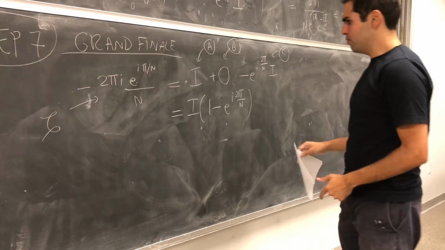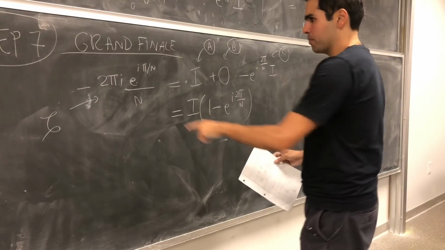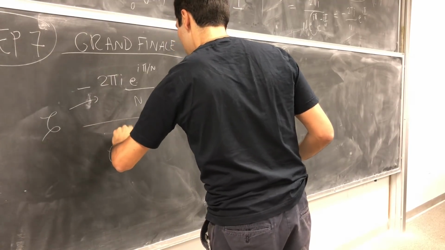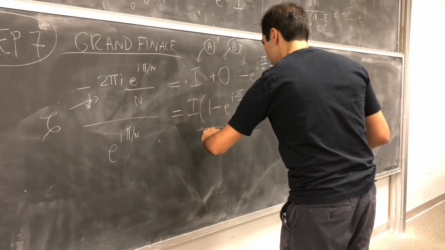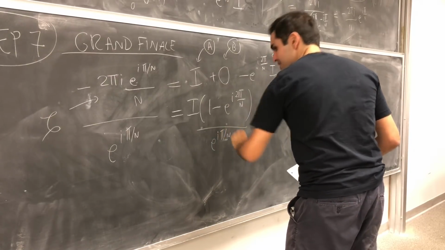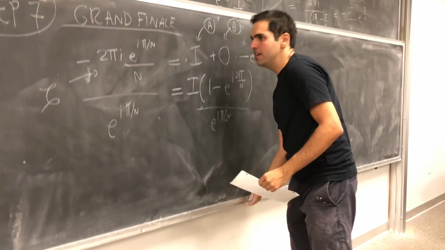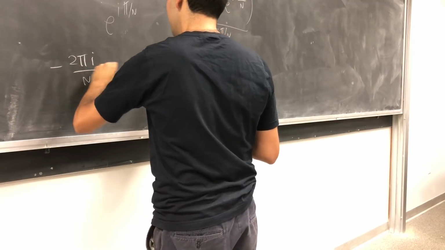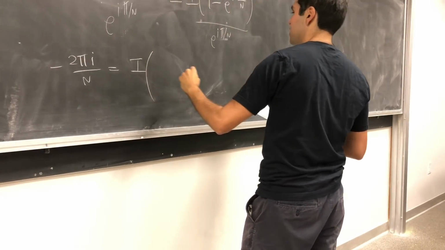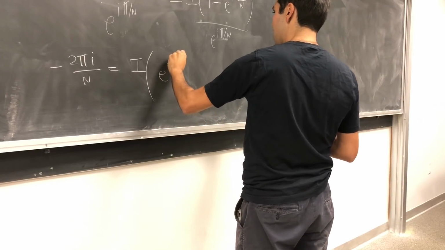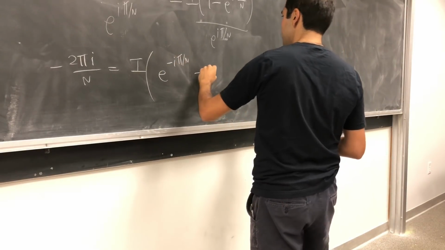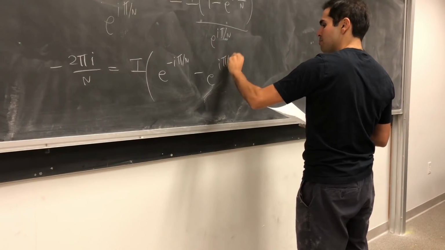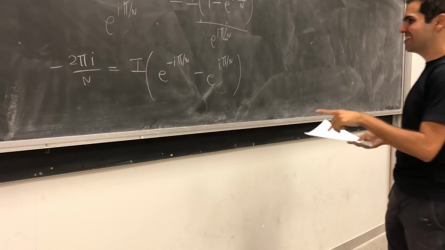And then one thing you can do is just divide both sides by e^(i pi over n), because we want to write this in a nice form. So we get minus 2 pi i over n equals I times e^(-i pi over n) minus e^(i 2 pi over n minus pi over n), which is pi over n. Okay? And we're almost done.